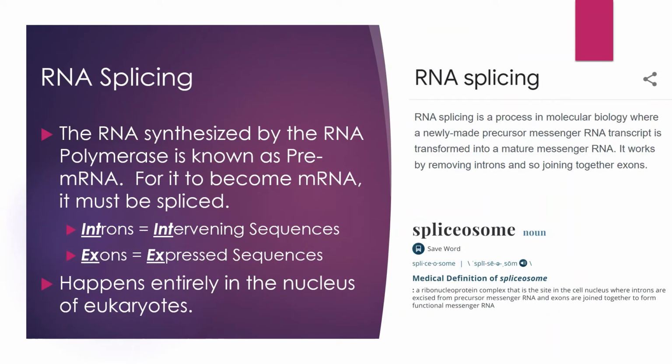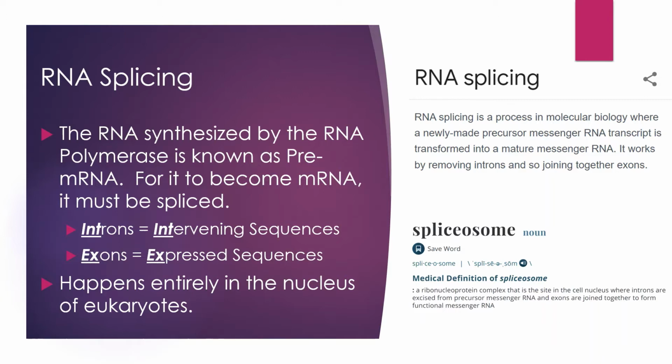Now, RNA splicing. The RNA synthesized by the RNA polymerase is actually known as pre-mRNA. For it to become mRNA, it must be spliced. So what is RNA splicing? It is a process in molecular biology where a newly made precursor messenger RNA transcript is transformed into a mature messenger RNA. It works by removing introns and so joining together exons.